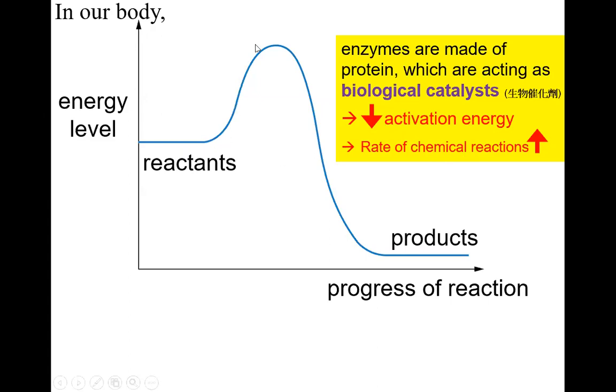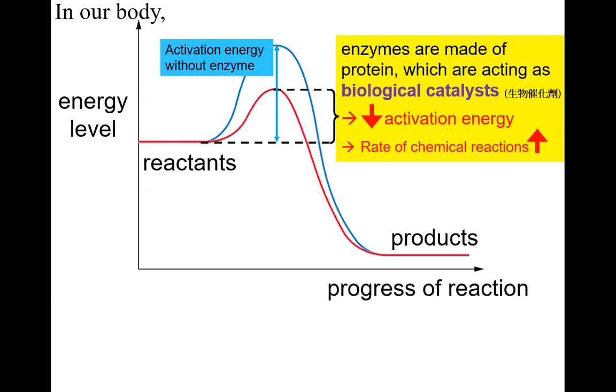Okay, and now let's look at the blue curve here. This blue curve is representing the energy level of the reactants and products. It is showing the change of the energy levels of the reactants and products without the presence of enzyme. And for the red curve, it is showing the change of the energy level of the reactants and products with the presence of enzyme.